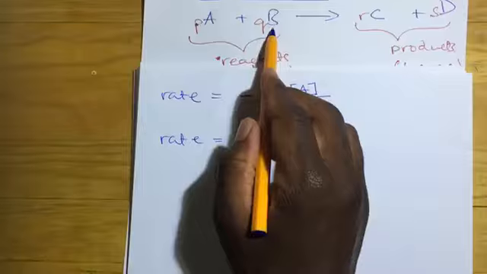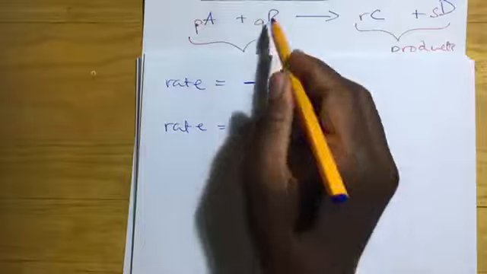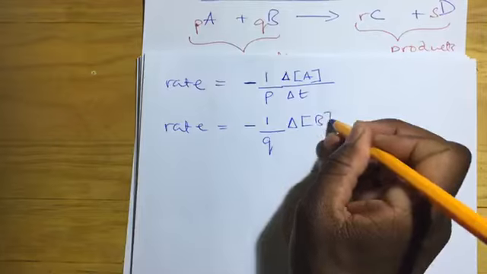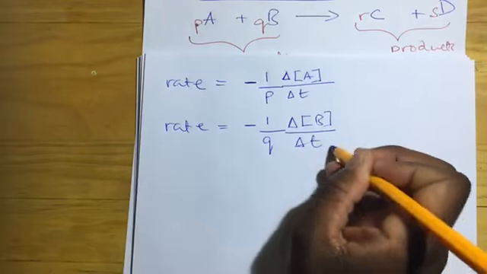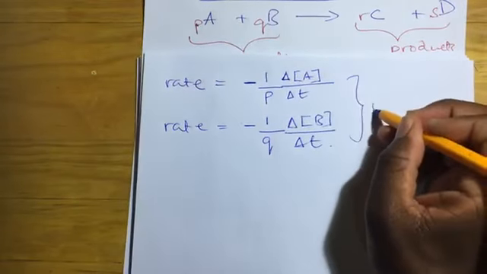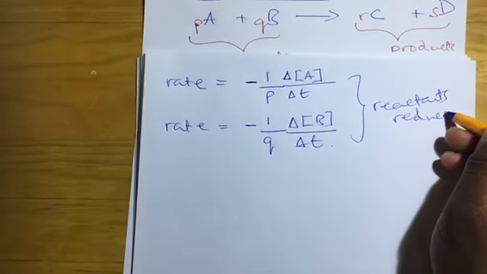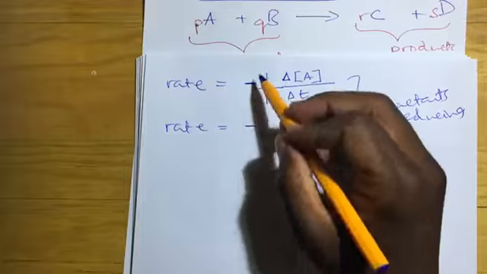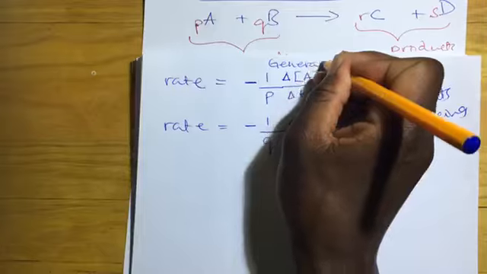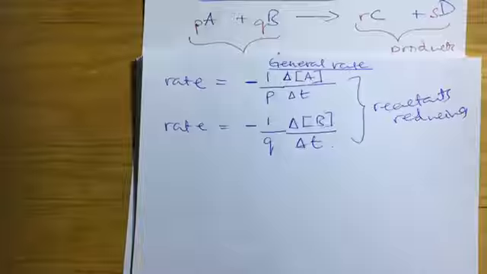Next, the rate for B. The rate for B is going to be negative because it is a reactant. 1 over balancing number is Q. Okay? Then delta, concentration of B divided by delta T. You understand why these are negative? Because these are referring to reactants. And reactants are reducing. And the negative and the balancing numbers only appear when we are writing an expression for the general rate. Okay. Very soon we'll start dealing with the rate law.